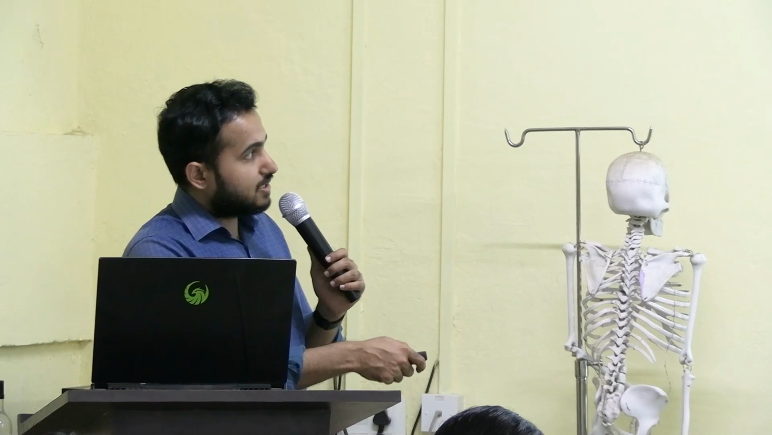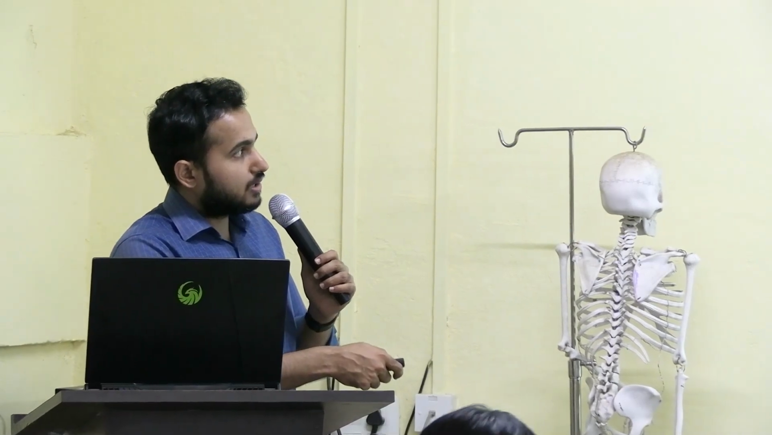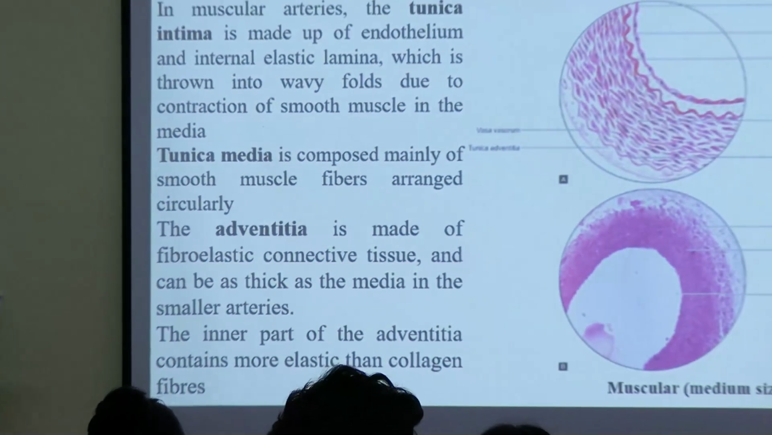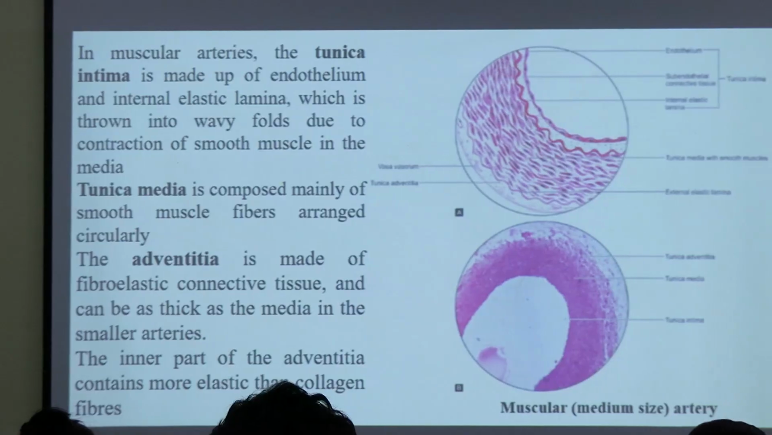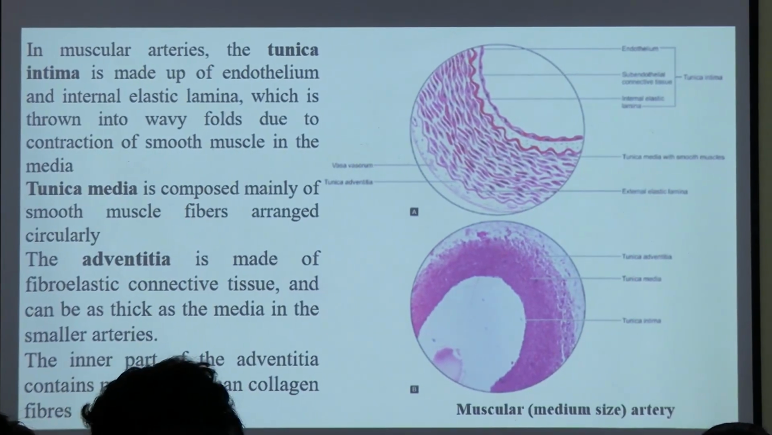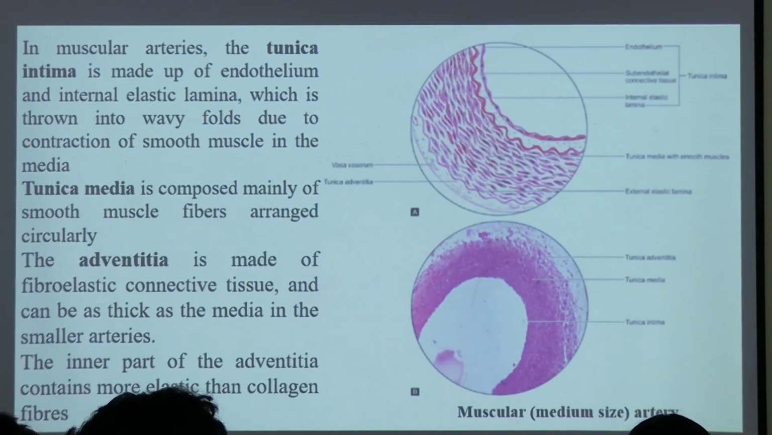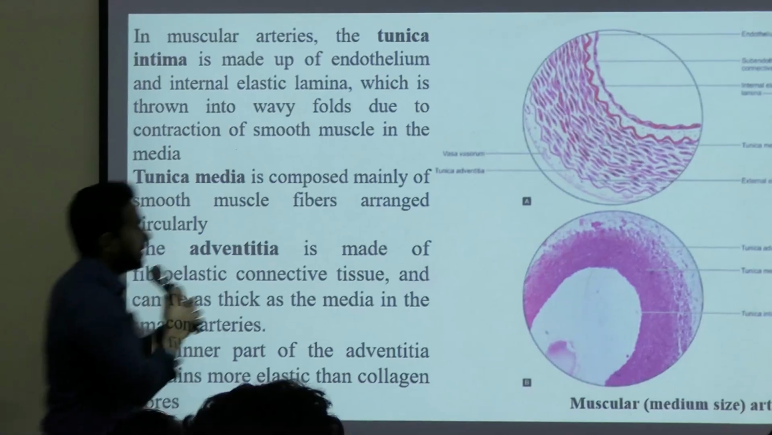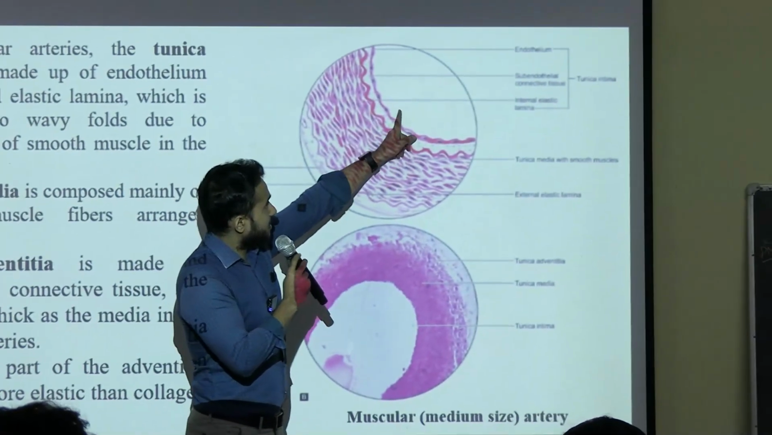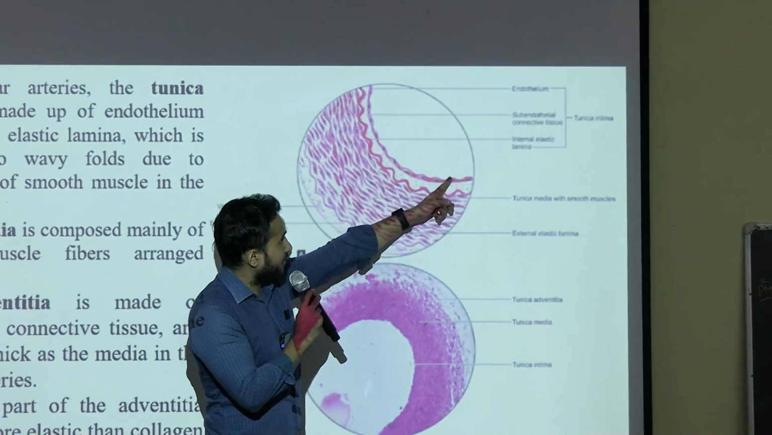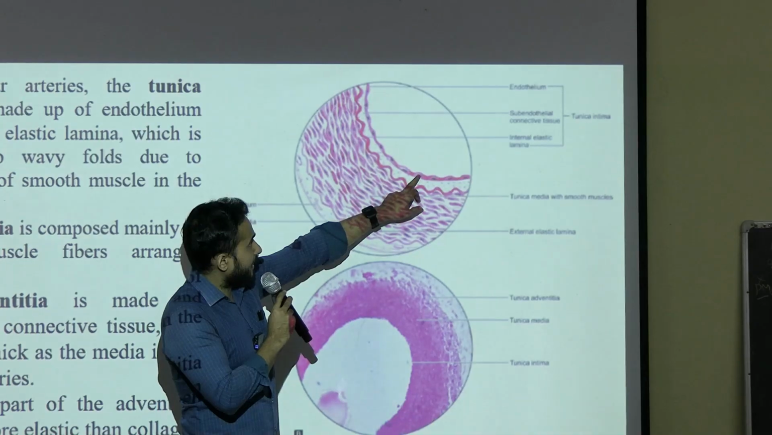Now here you can see the diagram. So what can you see in the diagram? Which is the innermost layer and which is the outermost layer? Yes, this is the innermost layer. That means this is the lumen. So blood flows through here like this. So what are we getting over here?